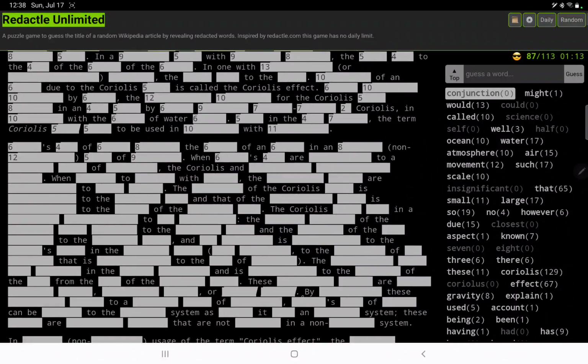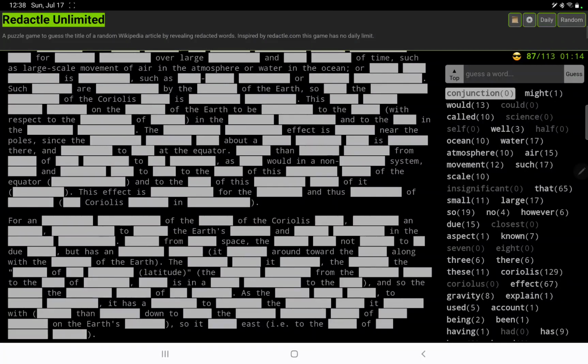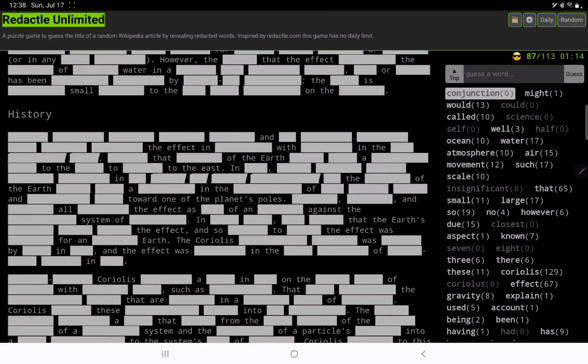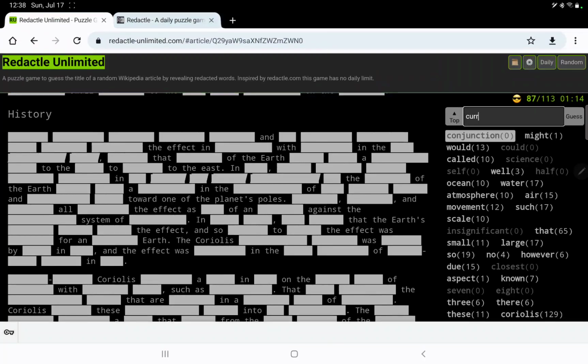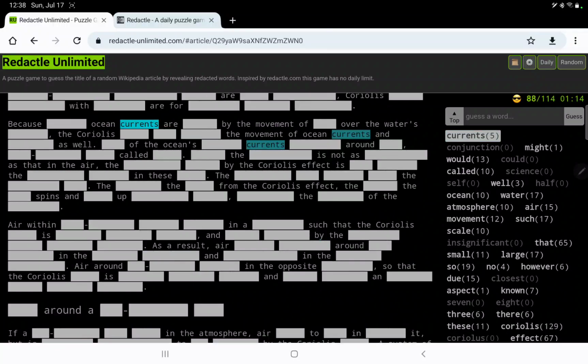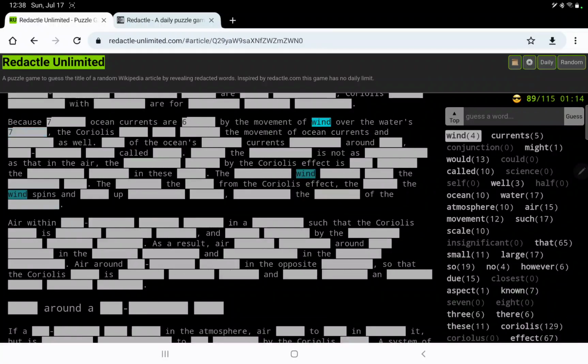Yeah, I'm running into a bit of a block here. So the history. Would they talk about currents? Yes. Because ocean currents are something by the movement of wind over the water's surface, I'm thinking.